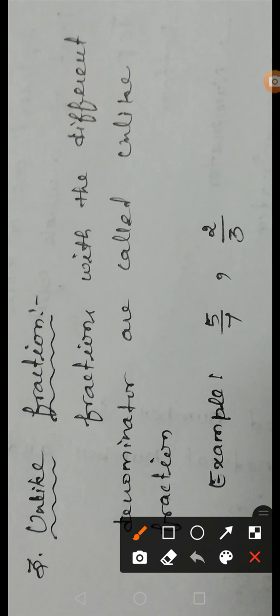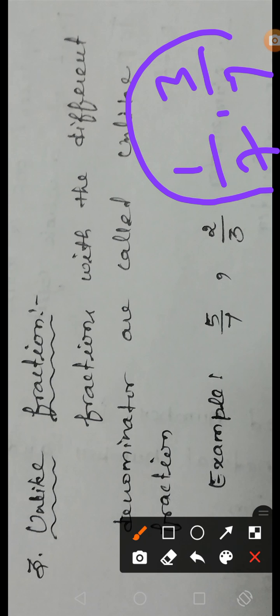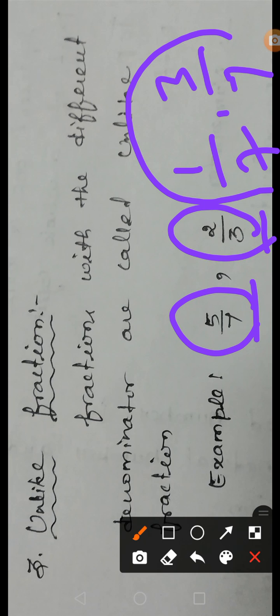1 by 7 and 3 by 7 both have the same denominator, so these are like fractions. When the denominator is the same, the fractions are called like fractions. For unlike fraction, the denominators are different. You see, this is 2 by 3 and this is 5 by 7. 7 is a denominator and 3 is a denominator, and these are totally different. So fractions with different denominators we can call unlike fractions.